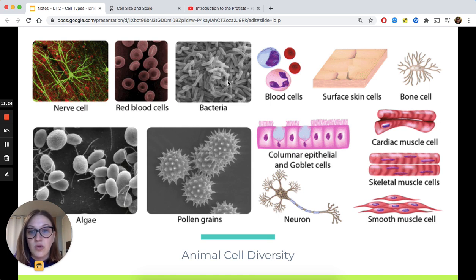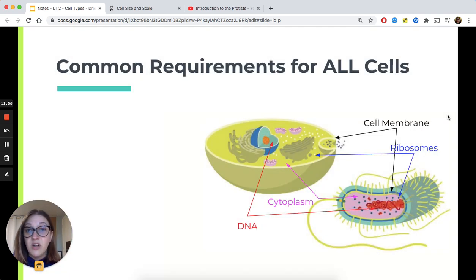Red blood cells, ignore bacteria, this is just a relative scale. Here you've got blood cells. You have a lot of different types of blood cells, and each of them is a little bit different. You have surface skin cells, bone cells, muscle cells. All of them are highly diversified, and their function has changed as a result of evolutionary needs, and each of them now looks different too. So pretty cool to think about. I think there's over 200 different types of cells just within each of our bodies, which is, I think, absolutely amazing.